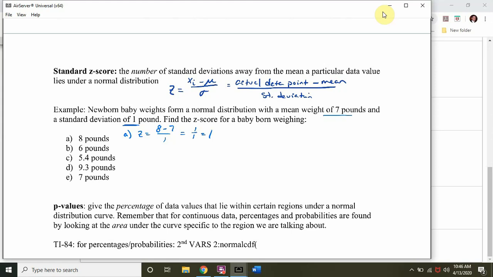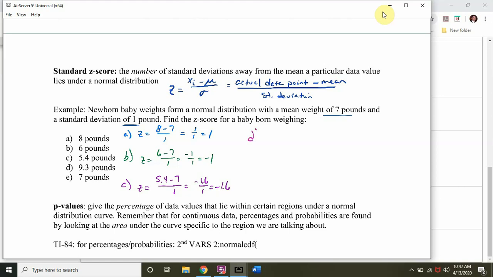That's all that means. For part B, 6 pounds, the z-score would be actual 6 minus average divided by standard deviation. Here we get back a z-score of -1. That just means that a baby born weighing 6 pounds is 1 standard deviation below the average weight. Looking at part C, a baby born weighing 5.4 pounds. Here we end up with -1.6 over 1, which just ends up being -1.6. So they're a little more than 1.5 standard deviations below the average weight. They're 1.6 standard deviations below the average weight.